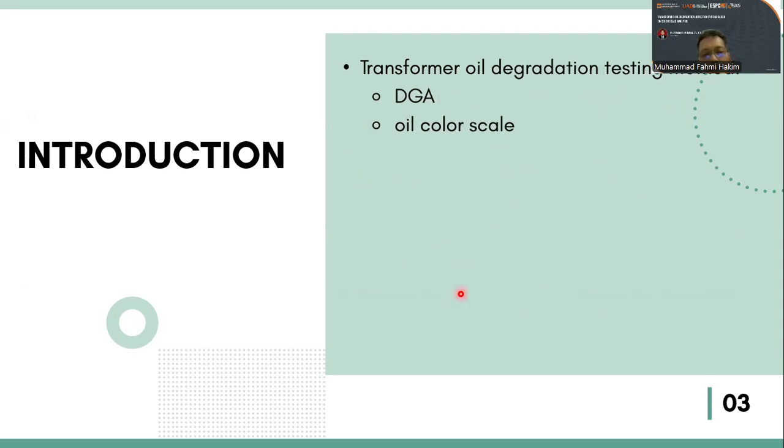And there are several methods for transformer oil degradation testing. The first is DGA, or dissolved gas analysis. The DGA method utilizes the concentration of various gases dissolved in transformer oil to detect initial damage to the transformer. And then another method of testing oil degradation is based on the oil color scale, which shows that color can be an indicator of the age and level of degradation of transformer oil quality.